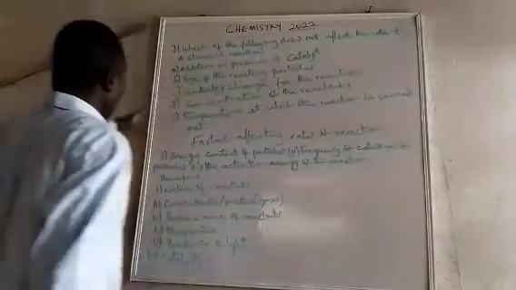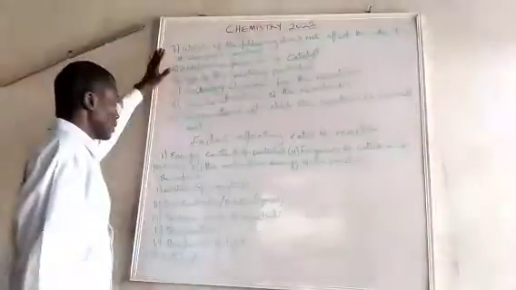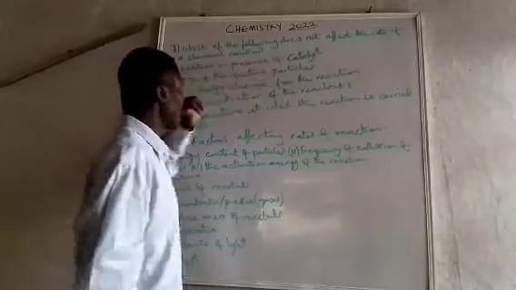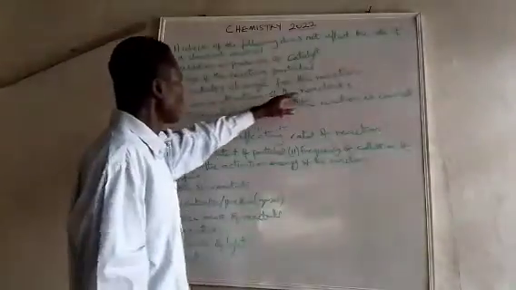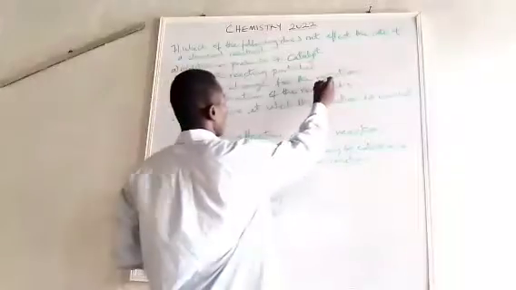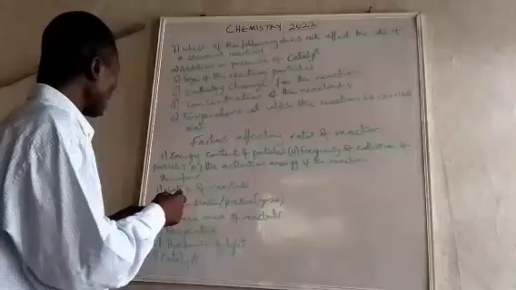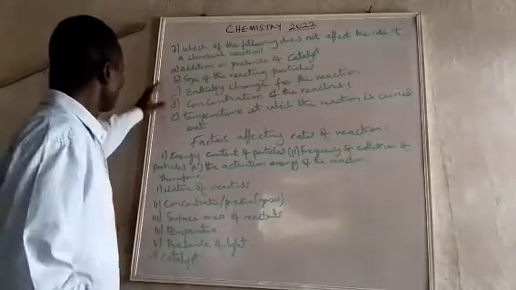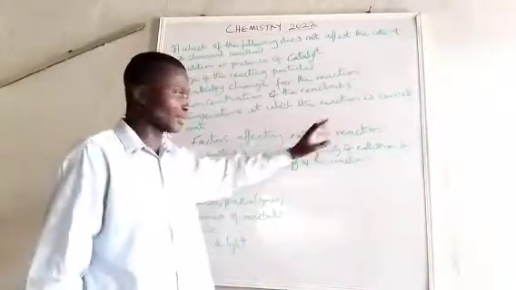Now the next question says, which of the following does not affect the rate of chemical reaction? A. Addition or presence of catalyst. B. Size of the reactive particles. C. Enthalpy change for the reaction. D. Concentration of the reactants. E. Temperature at which the reaction is carried out. So the answer will be C.